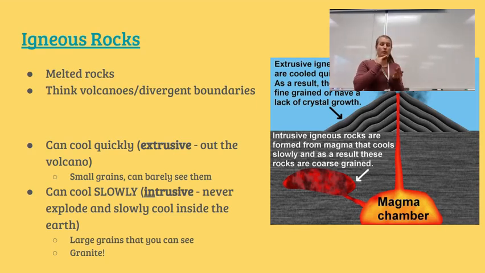So when we get igneous rocks that are coming out of a volcano, there are such small grains that you really can't see them at all. Those are called extrusive rocks. And I remember that extrusive is like exit.